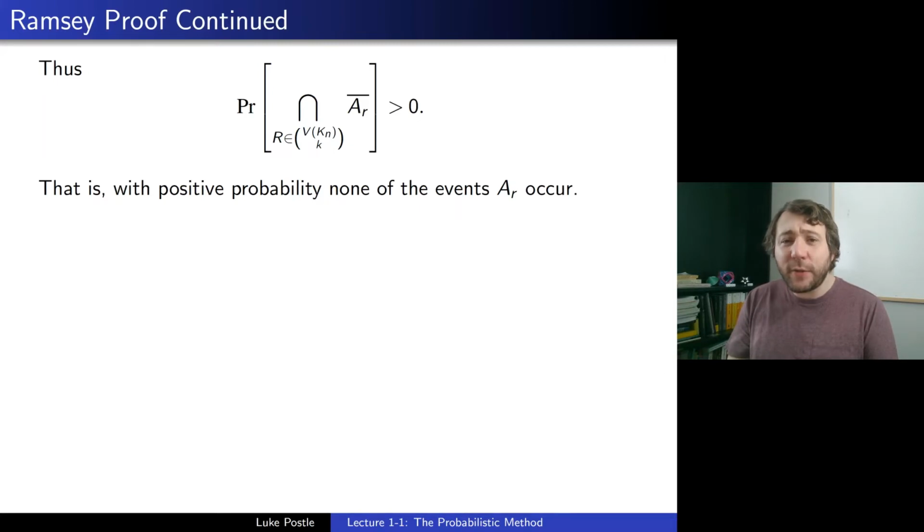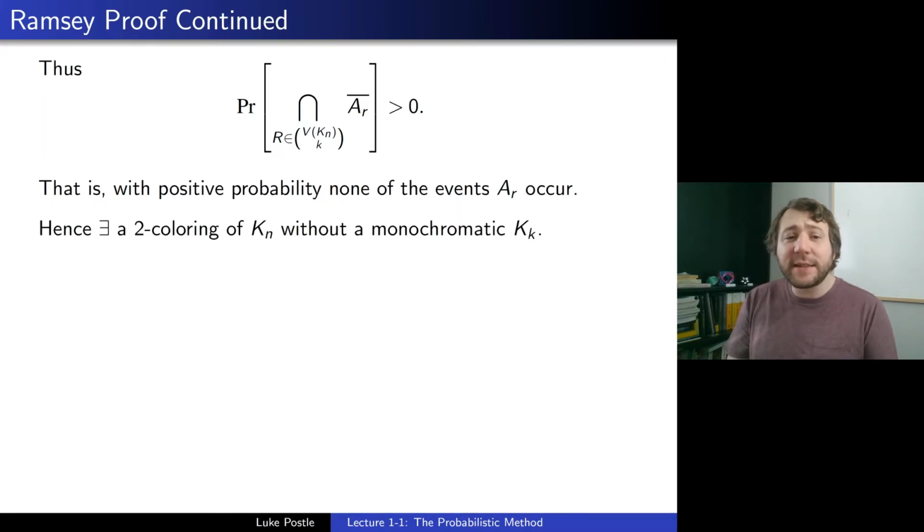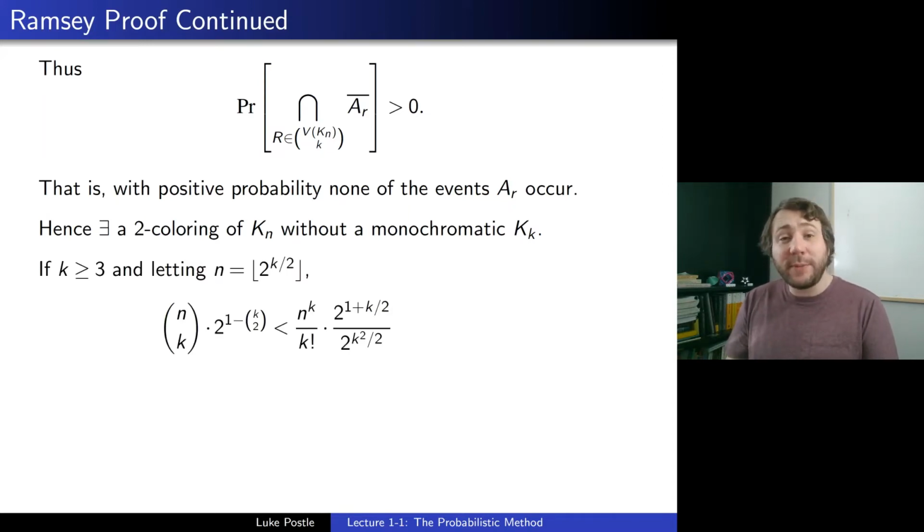Why is that useful? Well, those bad events were these monochromatic cliques. That means that there existed a two-coloring of K_n without a monochromatic K_k, thus concluding the first part of the proof. For the second statement, we need to do a bit of asymptotic analysis. So if k is greater than or equal to 3, and letting n be the floor of 2^(k/2), we can compute whether it actually satisfies this inequality that we need from the first part.